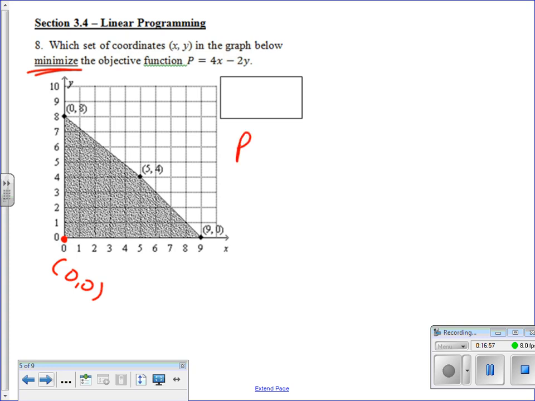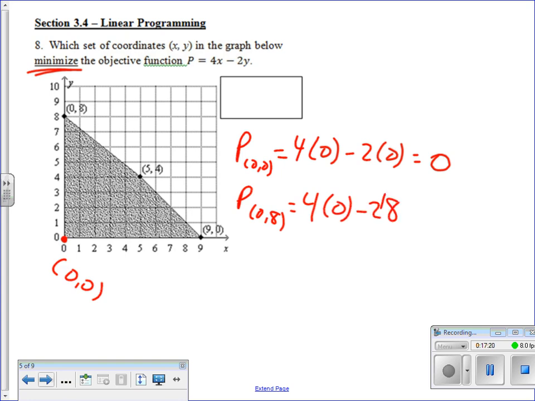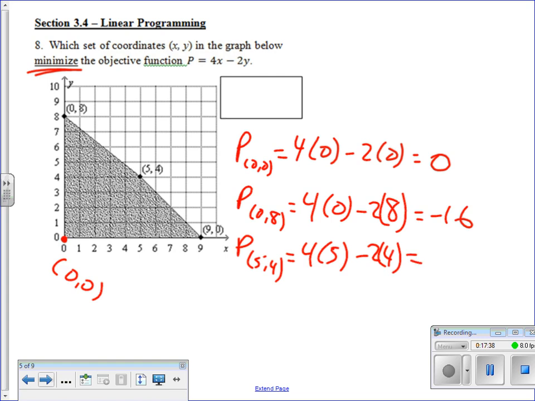So P(0, 0) is 4 times 0 minus 2 times 0, which is 0. Not guaranteed that that's the minimum. I'll move up, (0, 8). P(0, 8): 4 times 0 minus 2 times 8 is -16. My most likely candidate, but I got to make sure. P(5, 4): 4 times 5 minus 2 times 4 is 20 minus 8, which is 12.